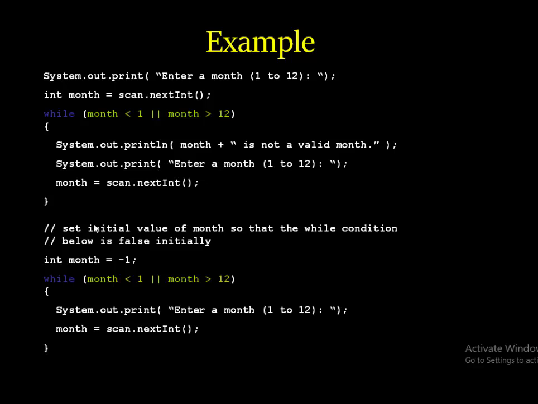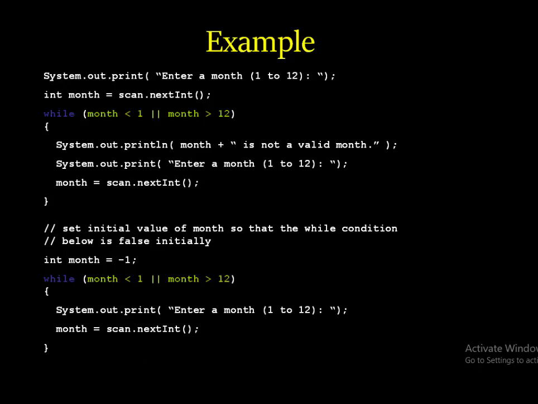Okay, and one more example is there. Here we are initializing a variable month with the value -1. In this case, check the condition: is -1 less than 1? Yes, it is less than 1. Or month is greater than 12? No, month is not greater than 12. Whether the body of the loop will be executed or not?